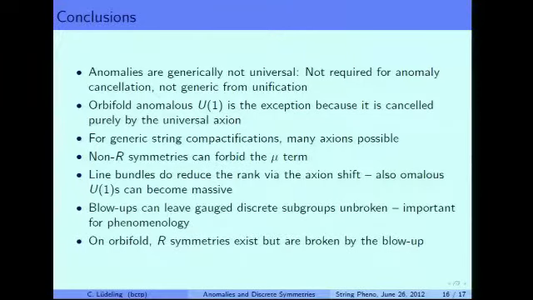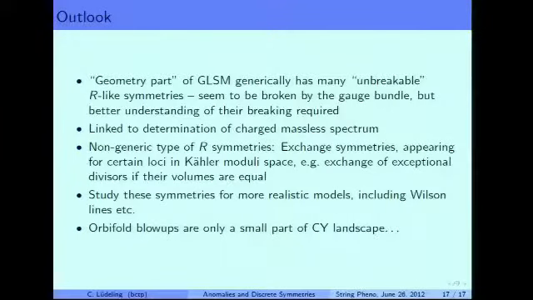But now in the blow-up, you see that we have line bundles which can reduce the rank, of course, by the axion shift. That's a well-known thing in the heterotic theory. But we see that we can actually understand how we see these gauge discrete subgroups unbroken, R-symmetries and non-R-symmetries. And the outlook is, the main part is that the GLSM, the geometry part, has these unbreakable symmetries which seem to be broken by the gauge bundle. And this is something we certainly need to understand much better to really get a handle on this one.